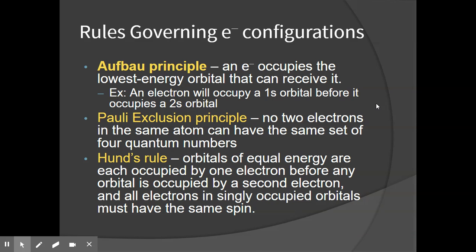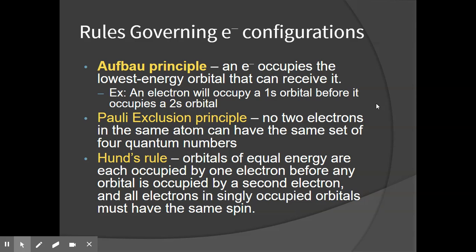Now, there are three laws that govern electron configuration. The first is the Aufbau principle that says an electron will go into the lowest energy orbital that can receive it. So what that means is you have to fill the 1s orbital with 2 electrons before you can start occupying electrons in the 2s orbital.